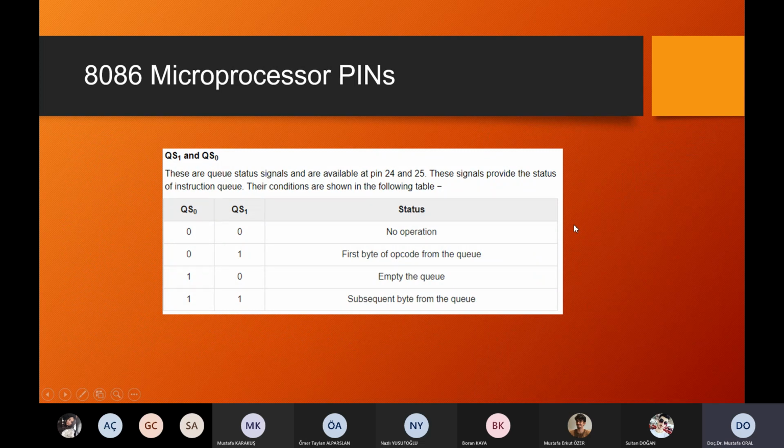QS1, QS0, these are the Q status signals. These signals provide the status of the instruction queue. Their conditions are shown in the table. If, for example, 1, 0, the queue is empty. If 0, 1, the first byte of the opcode from the queue is on the queue. If you remember, actually we haven't talked about queues yet.